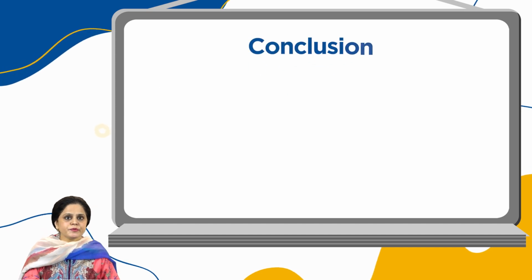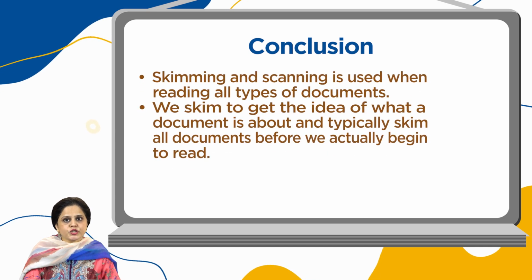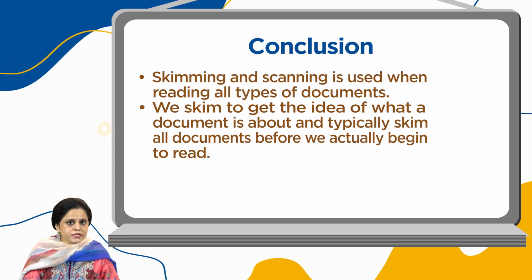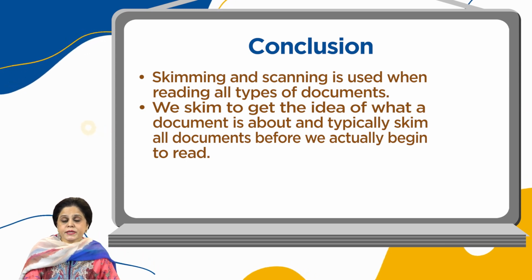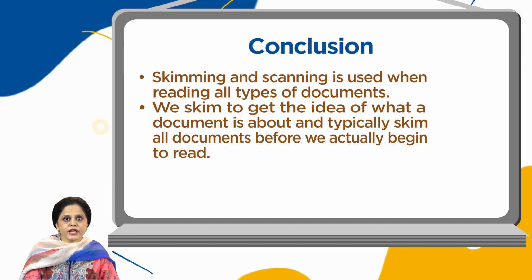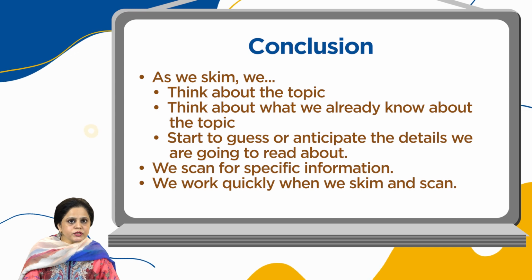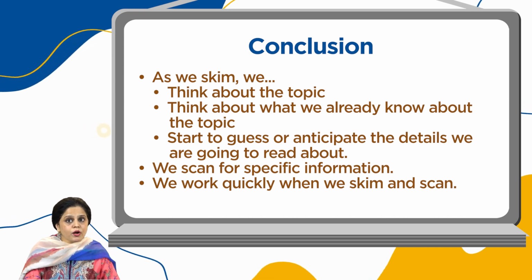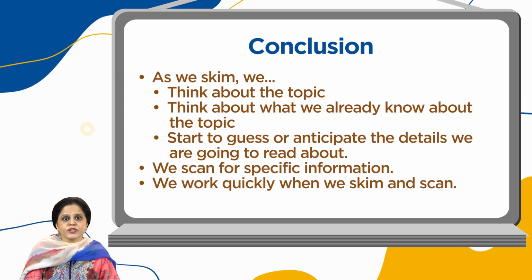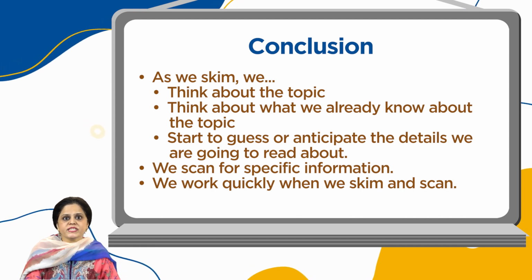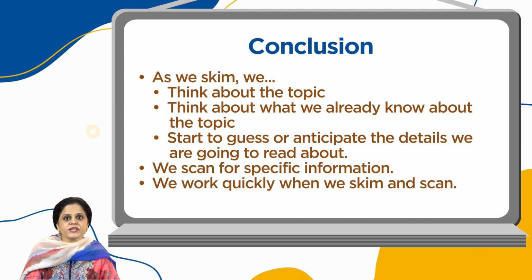Now comes the conclusion part. So we can wrap it up by saying, skimming and scanning is used when reading all types of documents. We skim to get the idea of what a document is about and typically skim all documents before we actually begin to read. As we skim, we think about the topic, think about what we already know about the topic, and then start to guess or anticipate the details we are going to read about. We scan for specific information and then we work quickly when we skim and scan.